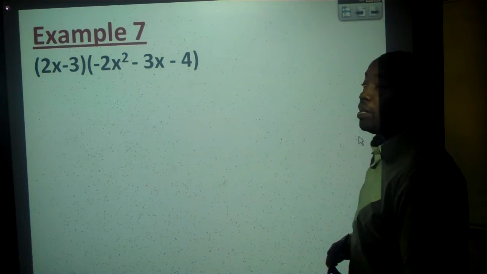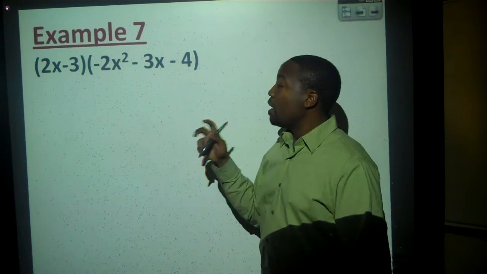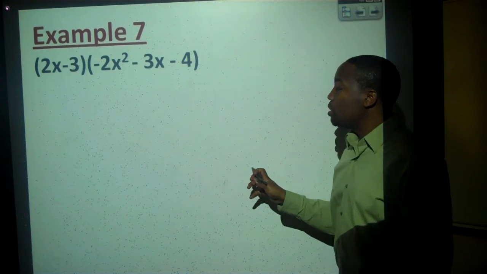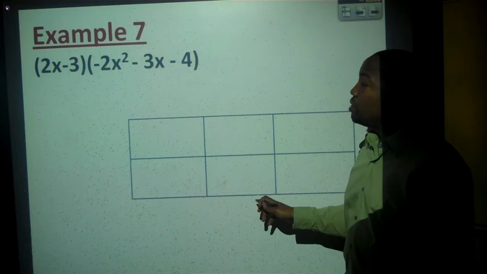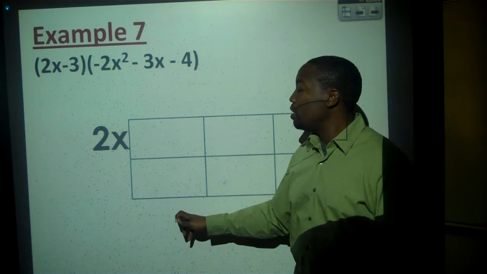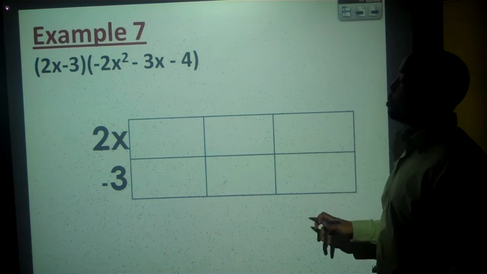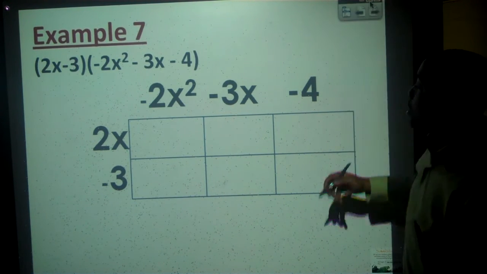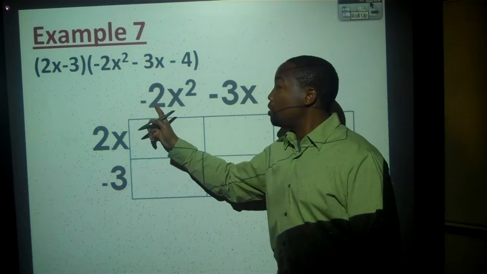Our next example is going to be a binomial times a trinomial. So we need to have 2 on the side and 3 on the top. This is how our box would look. We're going to put 2x and -3 on the side, and x squared, -3x, and -4 on the top. Now we multiply that out.